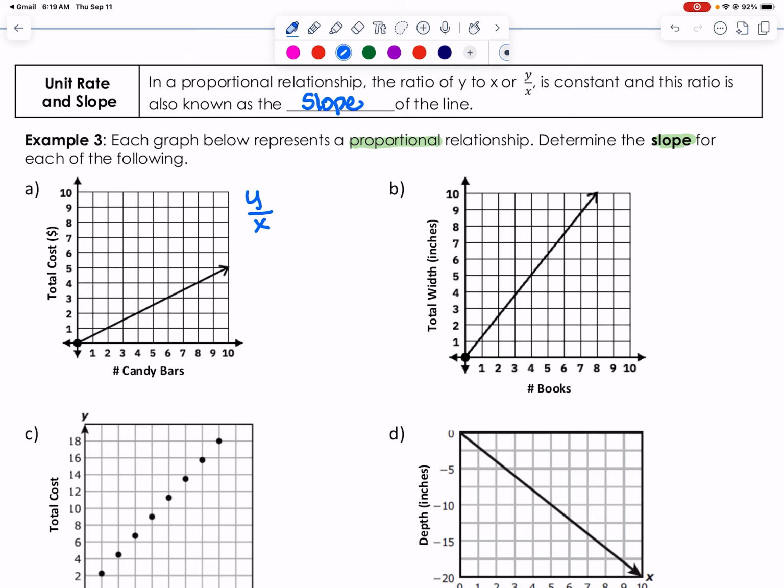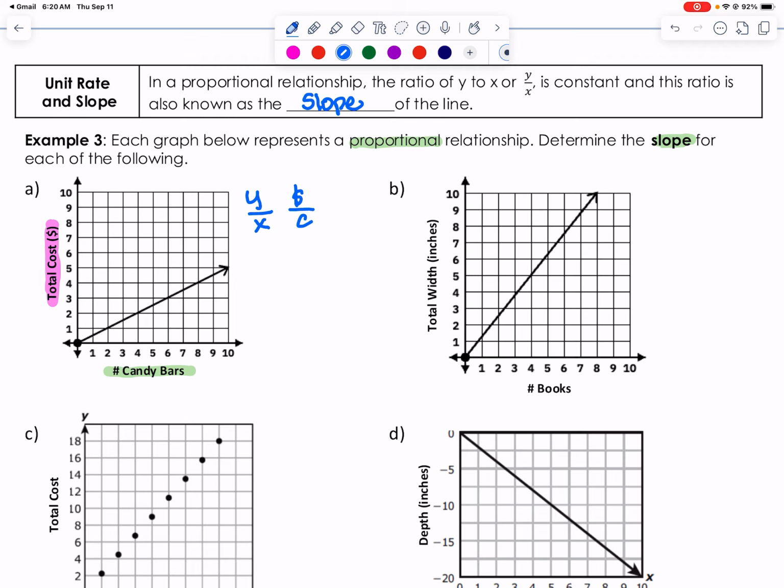Now, when you're given a graph, you want to first look at the graph and read it and interpret it, what's going on here. So in our first graph, problem A, on the x-axis, we have the number of candy bars. On the y-axis, we have the total cost. So in this problem, it's going to be the amount of money over the number of candy bars. So I'll just put a C. The amount of money over the candy bars.